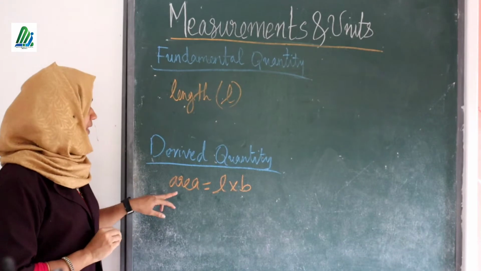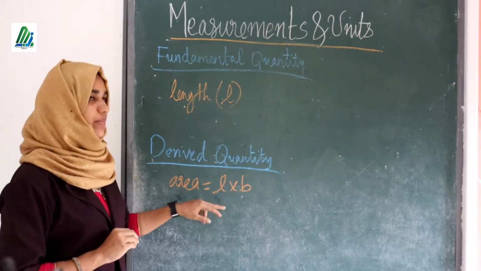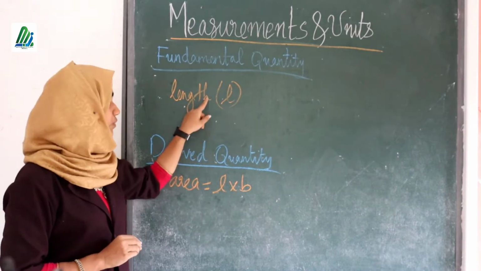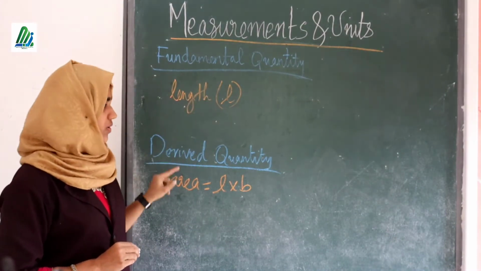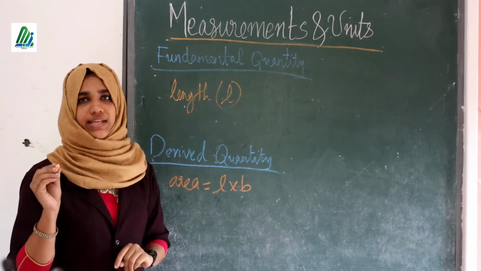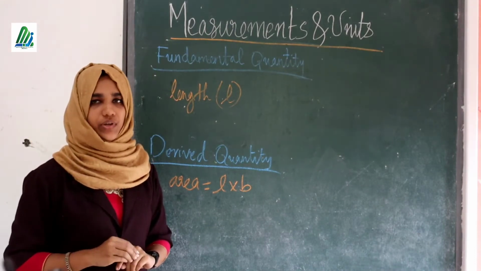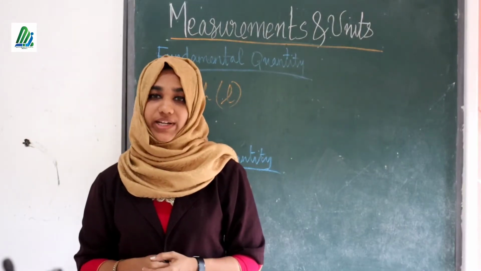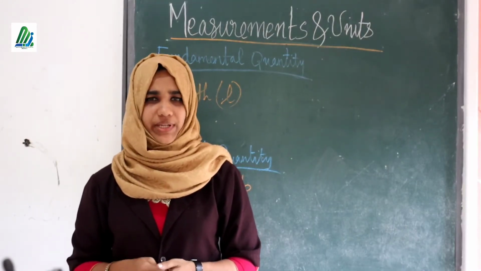Once more, we can calculate area by length into breadth. Here the length and breadth are fundamental quantities, so the area depends upon these fundamental quantities. Hence this area is a derived quantity. Is it clear?